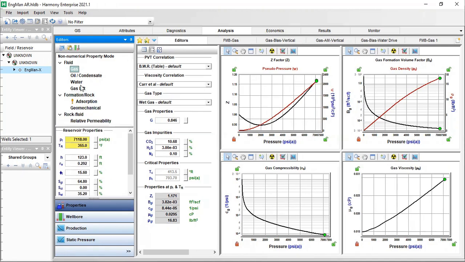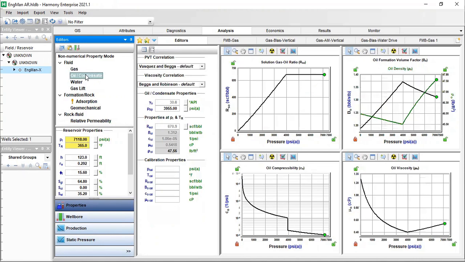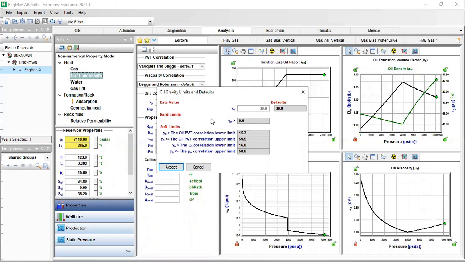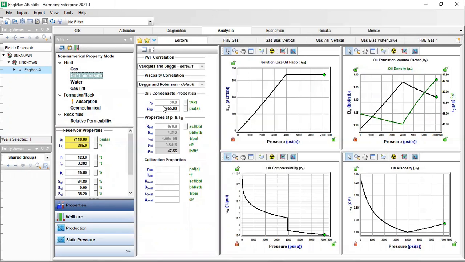Okay, so that's for the gas. And this is for the oil. Okay, you input this one, the solution gas oil ratio. This one is the oil gravity in API degree. Okay, of course you can open and then change some parameters. And then this is the bubble point pressure you input based on your fluid. Okay.